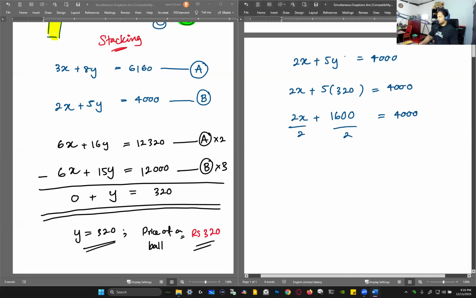Let's divide everything by 2. Why am I dividing all of the terms by 2? I want to get rid of the 2 in front of x. So 2 divided by 2 gives x. 1600 divided by 2 is 800. 4000 divided by 2 is 2000. It's very simple. I don't know why students think simultaneous equations are difficult, because this is the easiest.